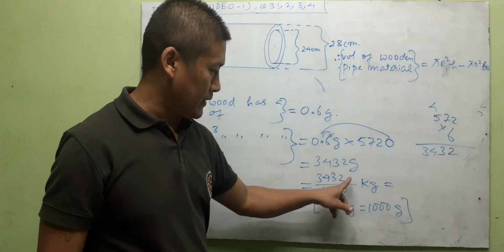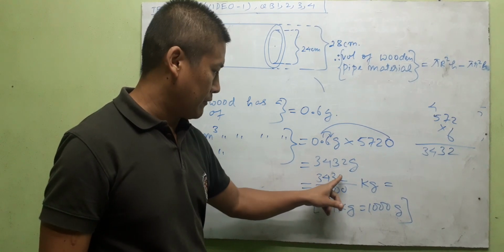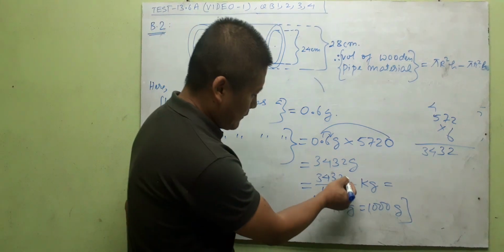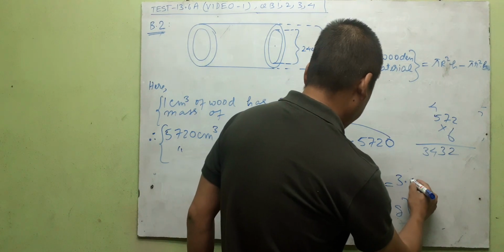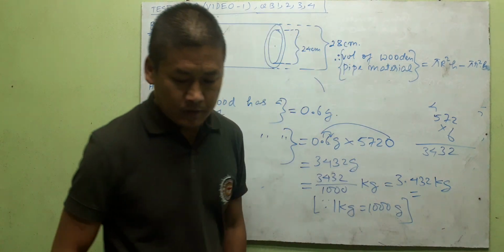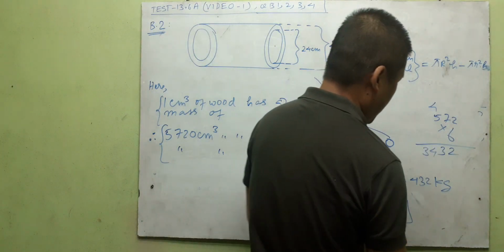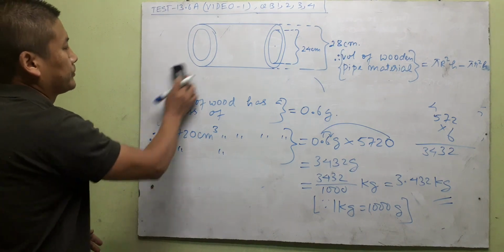Very easy to divide. The decimal goes left, because when we divide, it goes left. 1, 2, 3, it jumps and comes between 3 and 4. So 3.432 kg is the mass, right? So 3.432 kg, that's your answer for the mass. Okay, B2 done. Then let's go to B3.